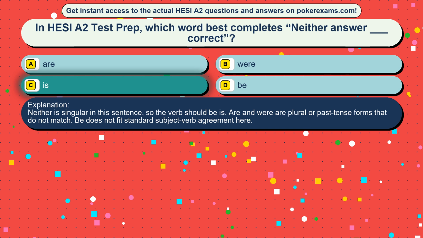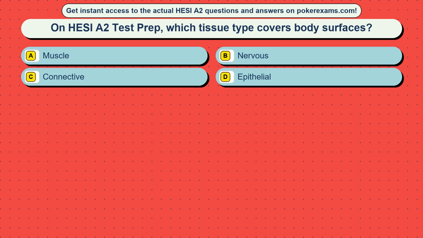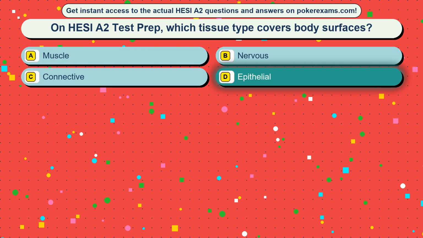B does not fit standard subject-verb agreement here. Question 14. On HESI A2 Test Prep, which tissue type covers body surfaces? Option A, muscle. Option B, nervous. Option C, connective. Option D, epithelial. The correct answer is option D, epithelial.